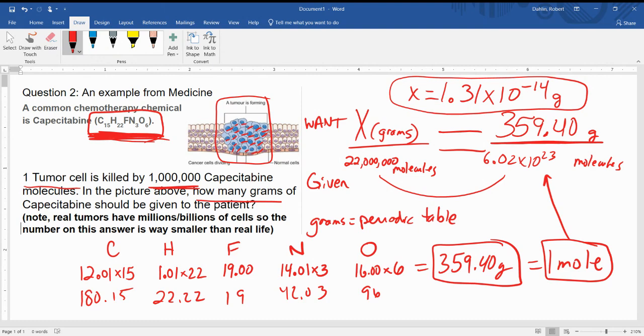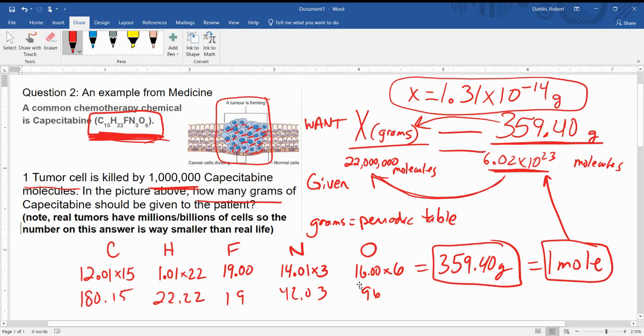If you took 1.31 times 10 to the negative 14 and you divided it by 22 million, you would end up getting the exact same number. That's why a proportion works. It's just trying to say, hey, we're going to take this number, which we know to be true, and we're going to scale it way down to this number. Well, if we do that, what is this number scaled down equal to? Well, it turns out to be 1.31 times 10 to the negative 14.